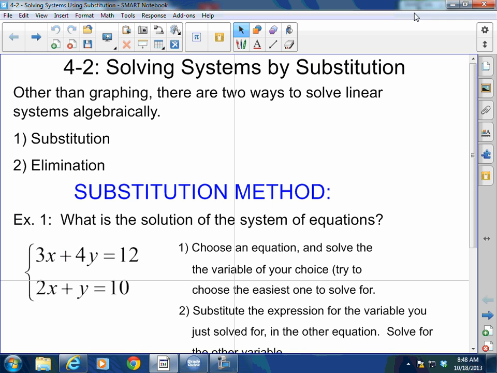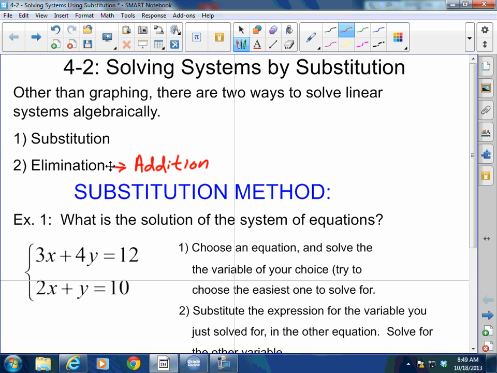Today we're going to be talking about 4-2, solving systems of equations algebraically. Today specifically we're going to talk about substitution, because there are two other ways besides graphing to solve these systems. One of them is by substitution, and the second one is called elimination. Sometimes they call the elimination the addition method, and when we learn it tomorrow, I'll show you why it's that. But today we're going to be talking about substitution.